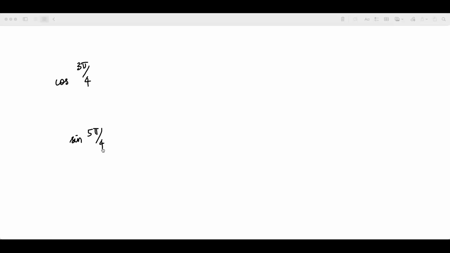Will you be able to tell, or do you want me to do it? Please let me know, guys. I need some answers to come in too. What is 3 pi by 4? I want it in radical. You want the coordinate points? I just need the value of x here, y here: x at the angle 3 pi by 4, y at the angle 5 pi by 4.